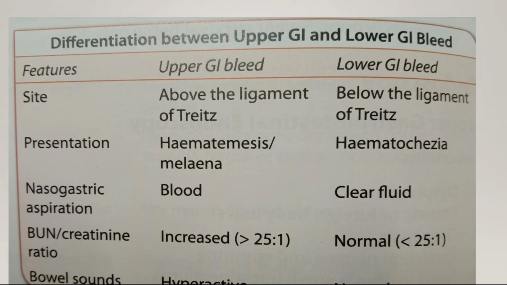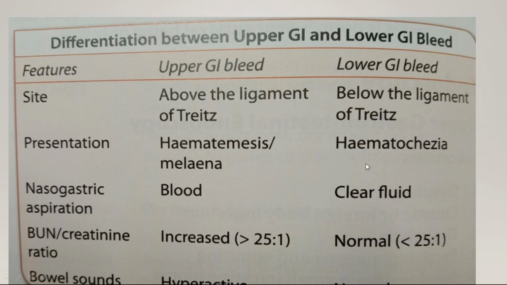So, differentiation between upper GI bleed and lower GI bleed. Upper GI bleed occurs above the ligament of Treitz, lower GI bleed below it. In presentation, upper GI bleed mostly presents as hematemesis and melena, and lower GI bleed presents with hematochezia. When we do nasogastric aspiration, we can find blood in upper GI bleed, whereas in lower GI bleed there is only clear fluid.